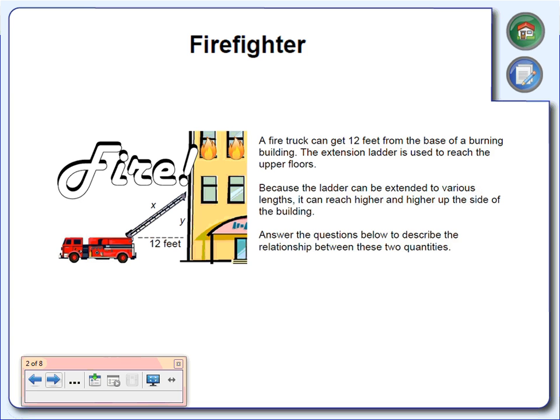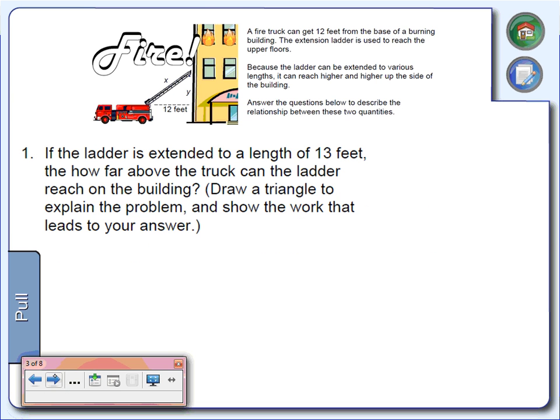All right, so again, the fire truck is 12 feet away from the burning building. Number one says, if the ladder were to be extended 13 feet, how far above the truck can the ladder reach on the building? So notice here it does say to draw a triangle and explain your work on how you came up with your answer.